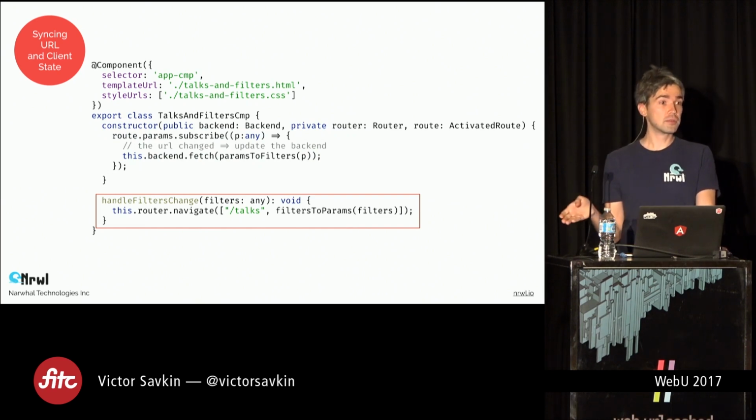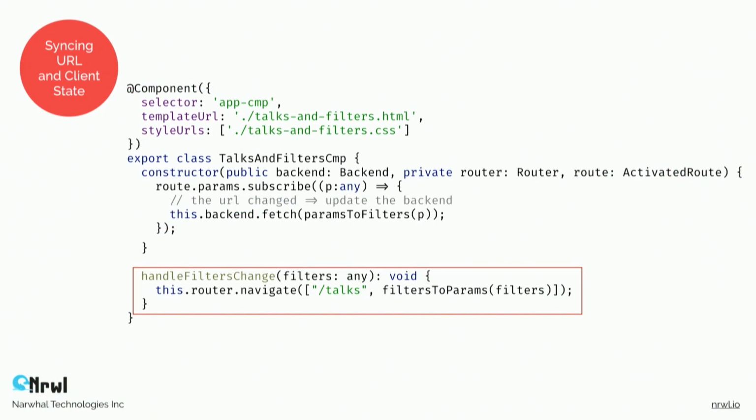So to fix it, we are going to change our handleFiltersChange function to just navigate to the right URL. And then the callback in the constructor will pick it up and will refetch the data. So the application will behave correctly. If this looks reasonable, we have one place of actually fetching the talks. That's pretty good.